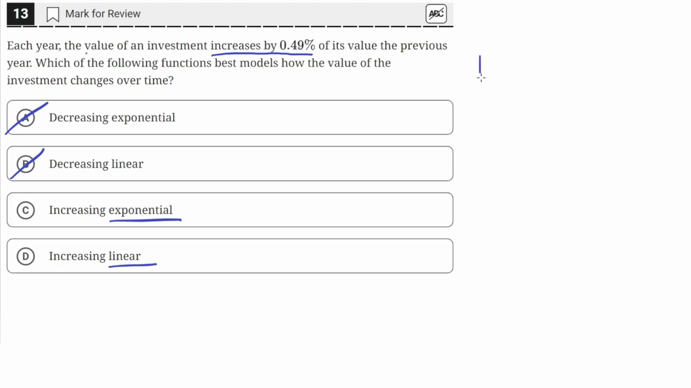So say you had $100, and let's just round this to 0.5% to make the numbers easier. Say you had $100 in year 1.